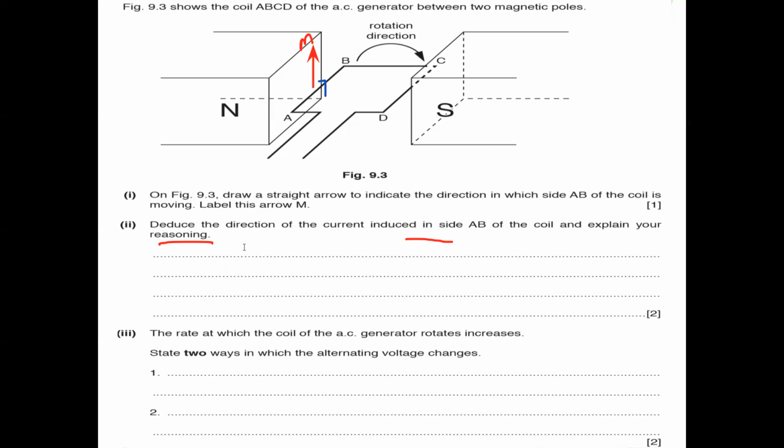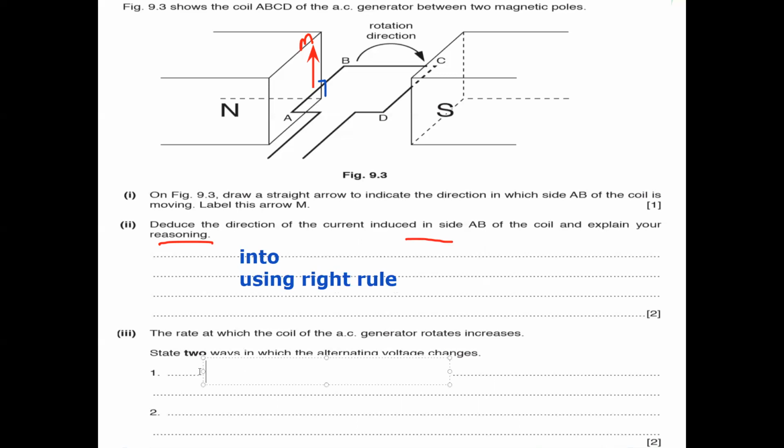So deduce the direction of the induced current. What is the direction of induced current? That is into. And how? Explain your reasoning. So using the right hand rule, or Fleming's right hand rule, we deduce the direction of the induced EMF. I'm writing in short because there is less than a minute left, so I want to complete that part.